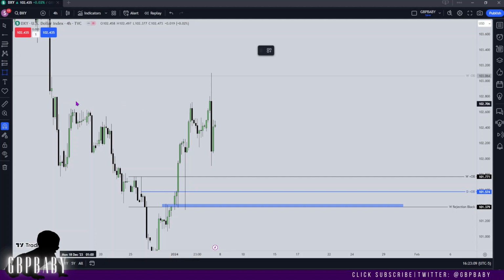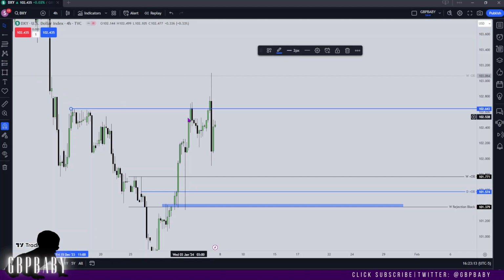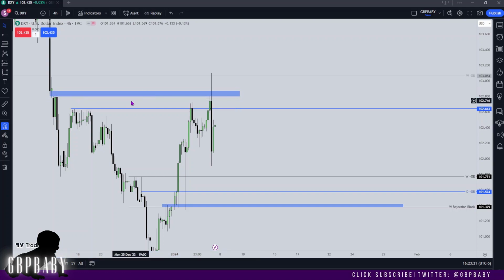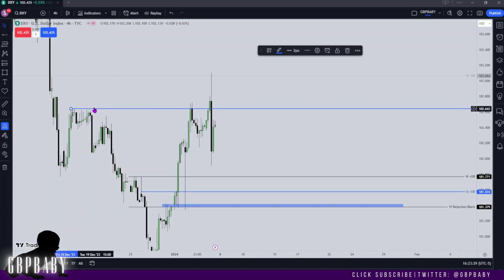But in terms of delivery, beautiful delivery. Again, these relative equal highs got taken nicely, 1, 2, and then we have this volume imbalance that we are continuing to close below. So let me show you. You can see our price is closing below it, so it's showing a willingness to want to go lower. But yeah, we'll see how Monday trades.